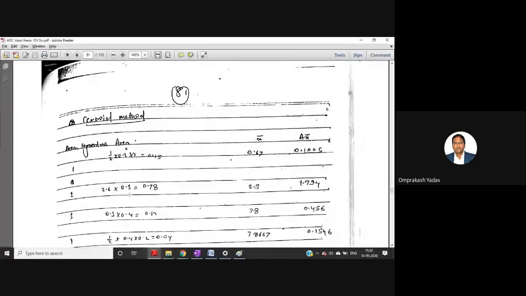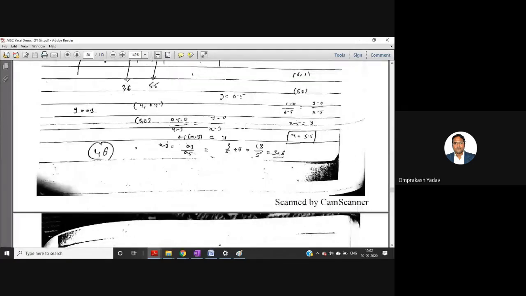2.6 multiplied by 0.3. I think there is some problem in this marking, because if you see in the diagram, 2.6 is considered till here. Okay, now I understood. This margin is still here. So after 3 there is a 0.6.